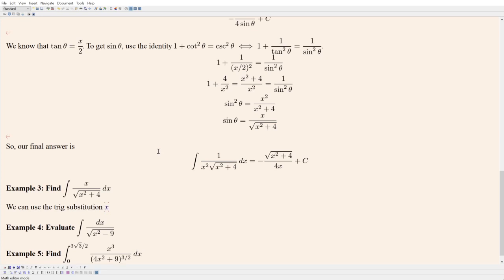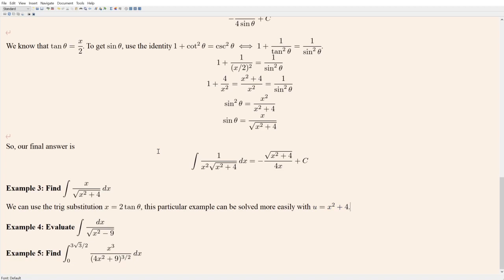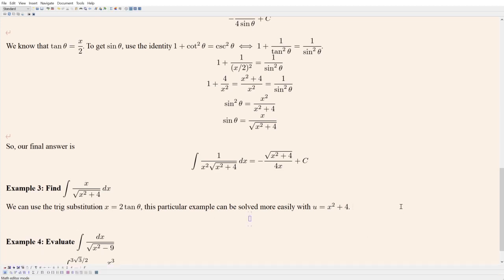So although we certainly can do the trig substitution x equals 2 tan theta, this particular example can be solved more easily with, say, a traditional substitution. In fact, I feel like we've done this one already, or if not this one exactly, then at least ones that are similar to this. Because when we differentiate u, we're going to end up getting a 2x. And oh hey, there's an x that's hanging out, just waiting to get canceled. So this will all work out.